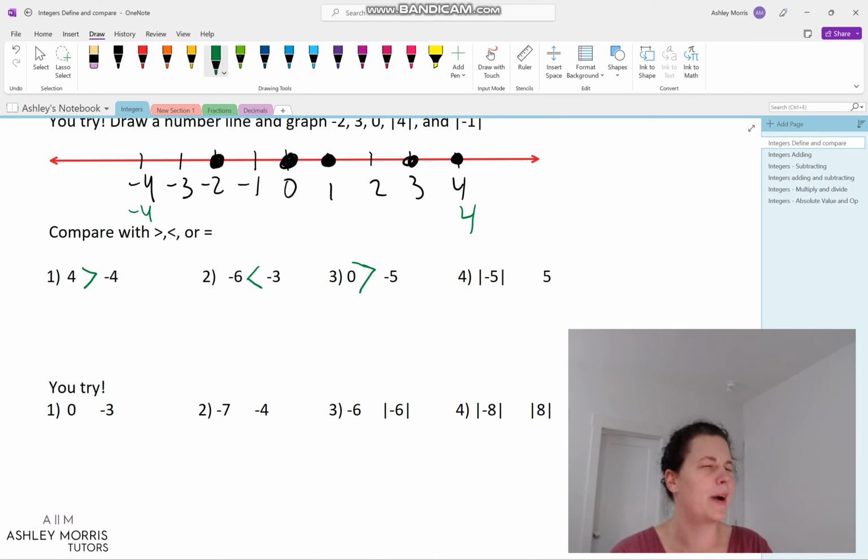Number 4, got that absolute value. I want to deal with that before I even think about moving on. The absolute value of -5 is +5. So we've got a 5, and then the other number, I didn't even look at it, but it was a 5. So those are actually going to be equal.